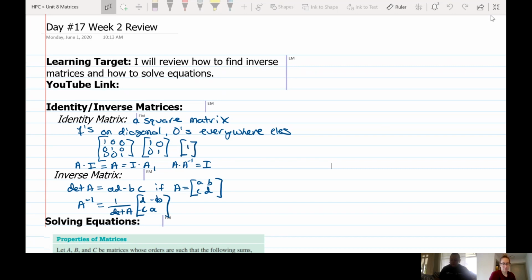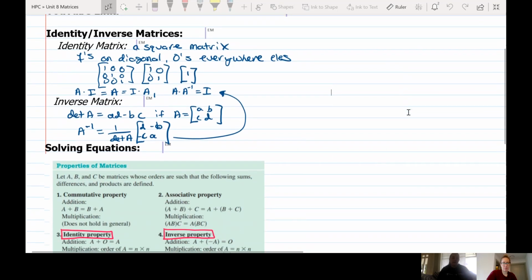A good way to check to see if you have found the correct inverse is to use this property right here. You can also just use the calculator. Remember that we only taught you to find inverse matrices for 2x2 matrices by hand. So if you have a 3x3 matrix, use your calculator because it gets long and complicated.